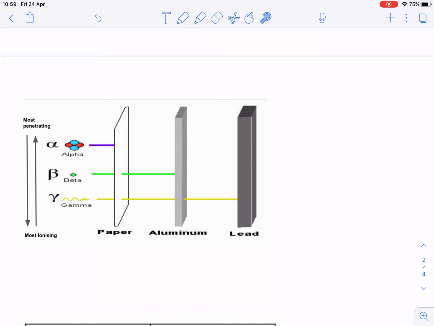Now on the flip side of that, we're talking about ionizing. What ionizing means is the ability to change an atom or molecule into an ion. This can be quite dangerous for us as living beings. Alpha is the most ionizing. Going up this arrow here, alpha is the most ionizing. So alpha can be quite dangerous if ingested inside us, but will be blocked by gloves or anything on the surface of our skin. Whereas beta is slightly less ionizing, and gamma is the least ionizing. So gamma is the most penetrating, but least ionizing.